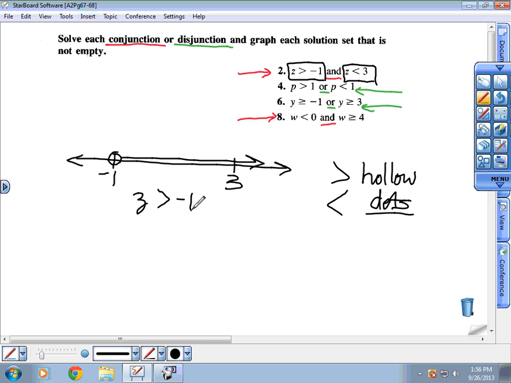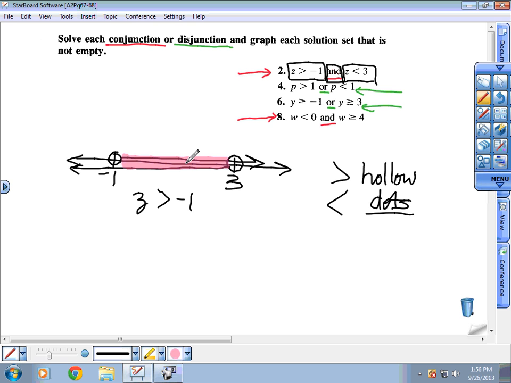But I also have to consider that the and says I have to have both of that plus z less than 3. Less than 3 means I have not included 3, so I take 3 out of the set, and I have everything less than 3. Where these two graphs intersect, or basically what they have in common, is right in here between these 2 points. And that would be the graph of that conjunction.